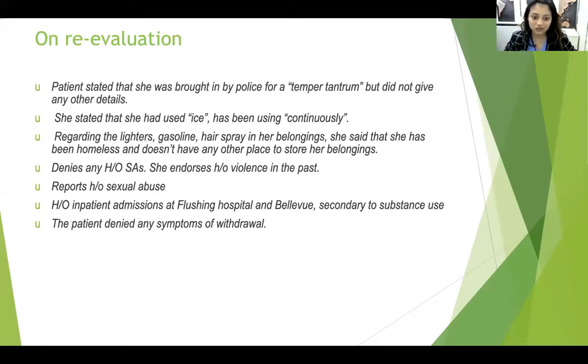She denied any history of any suicide attempts, admitted to some history of violence in the past, and also reported history of sexual abuse. She has history of inpatient admissions at Flushing Hospital and Bellevue. Flushing Hospital is a hospital that's located in another borough called Queens. And Bellevue is mostly a forensic hospital in New York. And both of these admissions were secondary to substance use, and she denied any symptoms of withdrawal.